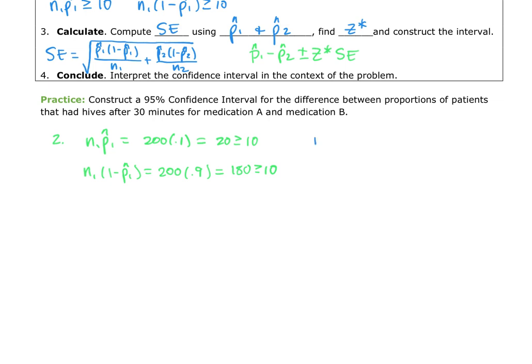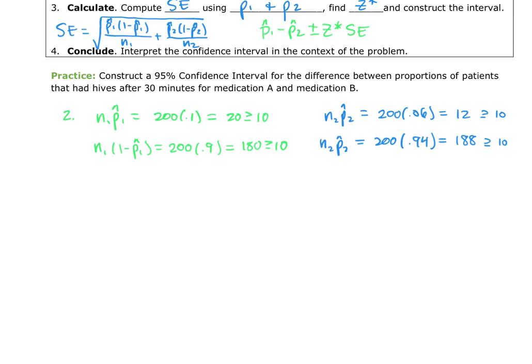And checking for sample 2, n2 times p hat 2, we have 200 times 0.06, which is 12. And then checking for the failures from sample 2, 200 times 1 minus p hat 2, so 0.94, which will be 188. All right, so those are both greater than or equal to 10, so we can assume that our sample statistic is approximately normal. So third step, here's where we're going to calculate some things. Let's calculate the standard error.